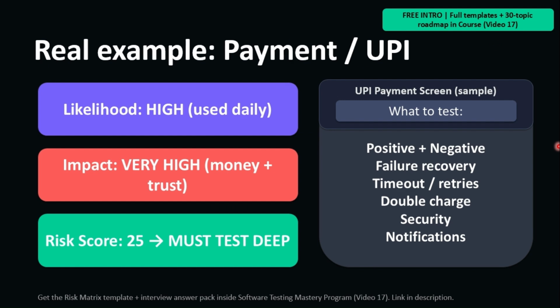Let's take a real world example. Payments or UPI. Likelihood is high because users do this every day. Impact is very high because it involves money and trust. So the risk score becomes maximum. That means deep testing: positive flows, negative flows, failures, retries, security, notifications. This is how seniors justify their testing depth.